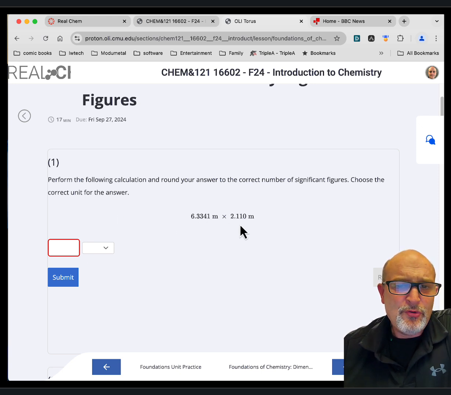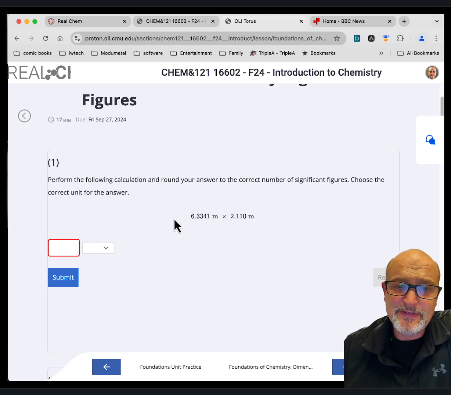So we have two problems here. We have our two numbers. We have 6.3341, which includes 1, 2, 3, 4, 5 significant figures. And we have another one, 2.110, which has 1, 2, 3, 4 significant figures. So a 0 to the right of an integer, to the right of a decimal point, is significant. A 0 to the left of an integer, to the left of its decimal point, is insignificant. But in this case, we have 4 on one, and we have 5 on the other.